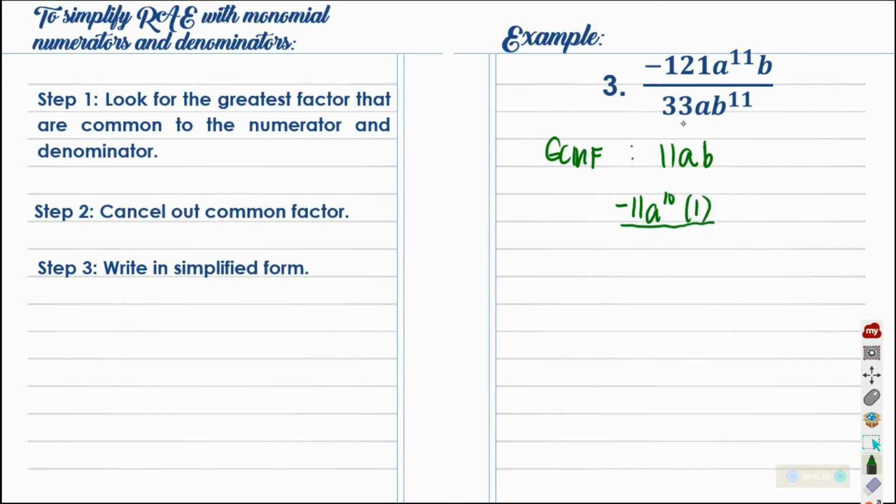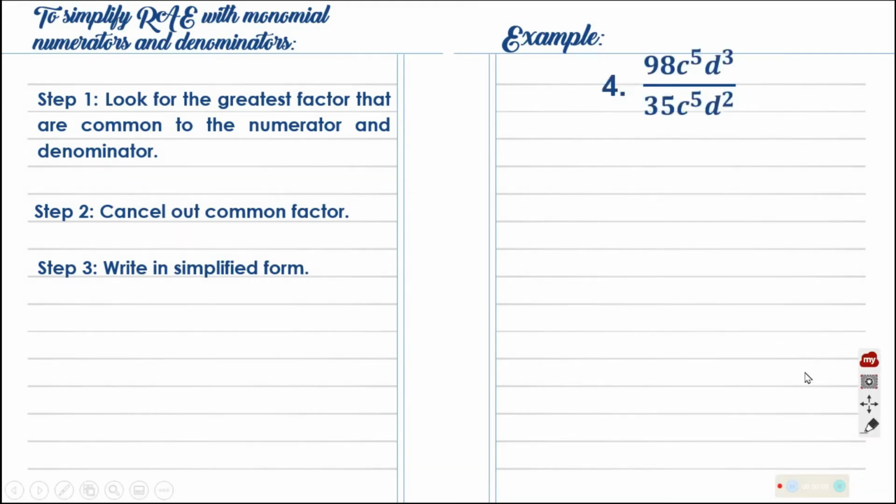All over 33 divided by 11, we have 3. A divided by A, we have 1. And then B to the 11th power divided by B, the answer is B to the 10th power. So if we rewrite this, we have negative 11 A to the 10th power times 1, we have negative 11 A to the 10th power, all over 3 times 1 times B to the 10th power, the answer is 3B to the 10th power. And now this will be our final answer for our example number 3.